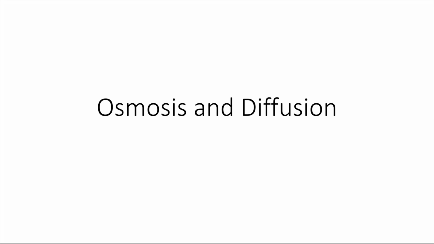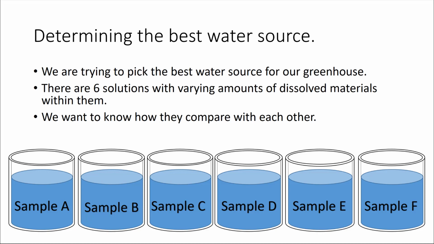In this lab activity, we're going to learn about osmosis and diffusion. So we're trying to set up a greenhouse, and there are 6 subterranean water sources, but which one would be the best one to tap into for our greenhouse?